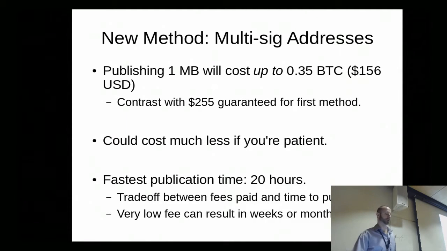So here are some numbers. To publish 1 megabyte using this method will cost up to 0.35 Bitcoin, which is about $150. Now, notice I've got "up to" in italics there, and I'll get into that later. Contrast this with the about $255 you are guaranteed to burn in the first method. So that's pretty good right off the bat.